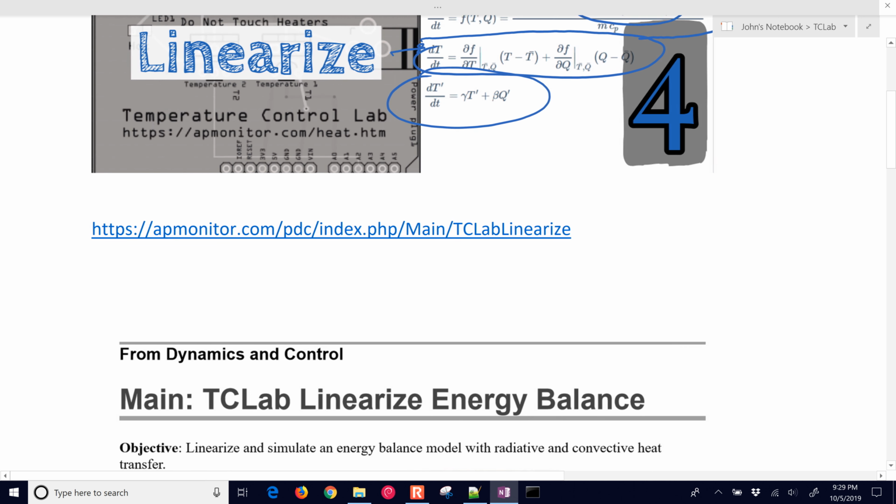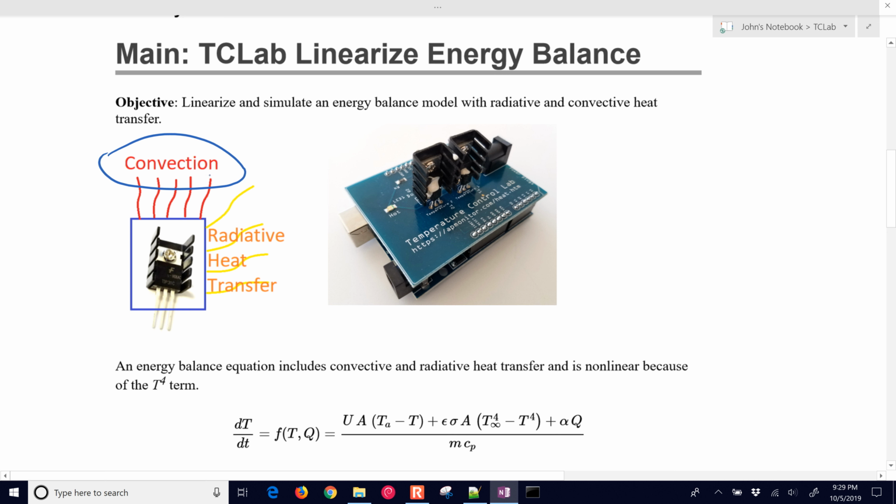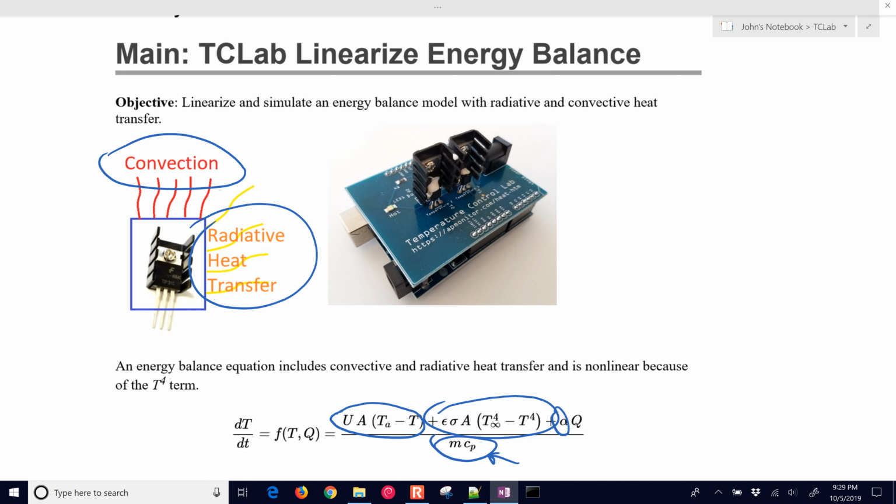So first of all, when we're linearizing an energy balance that includes convection and radiative heat transfer, it's going to include terms such as our convection and radiation. And then these are just constants, the MC sub p, and the alpha is a constant. And we're going to linearize this with respect to temperature and to the Q value.